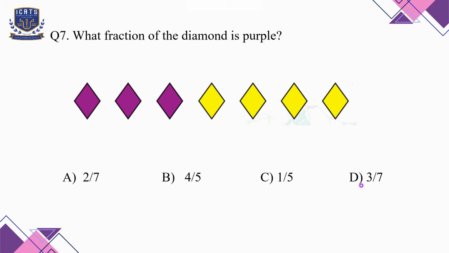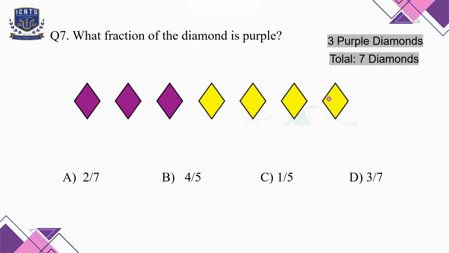To find out the fraction, let's count the number of purple diamonds. There are 1, 2 and 3 purple diamonds. Now let's count the total number of diamonds. 1, 2, 3, 4, 5, 6 and 7. So there are 7 diamonds in total. So our fraction is 3 by 7. So we can say that there are 3 purple diamonds out of total diamonds.